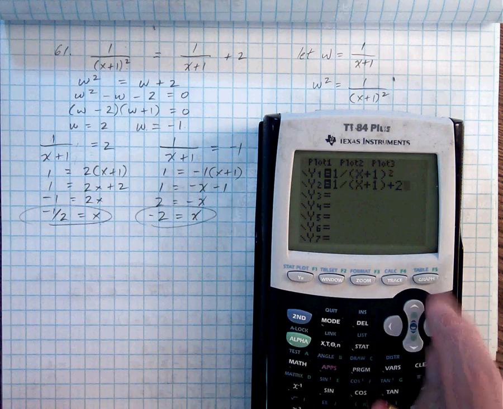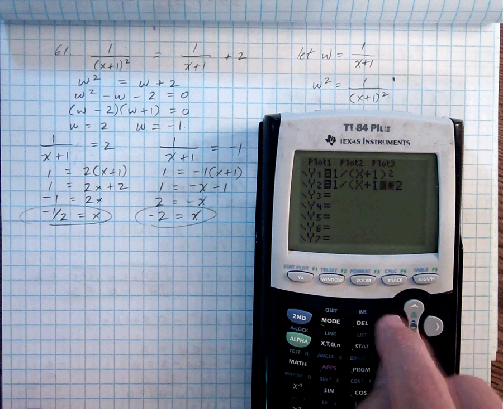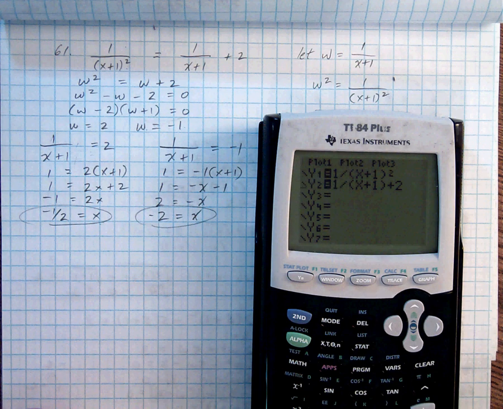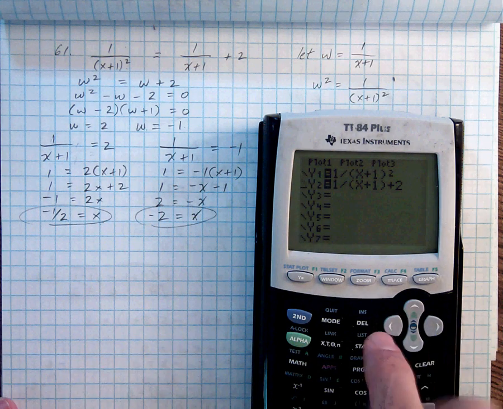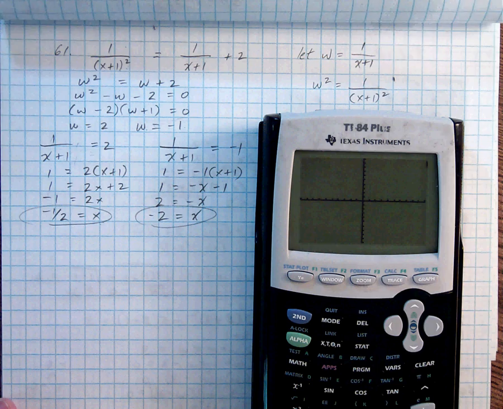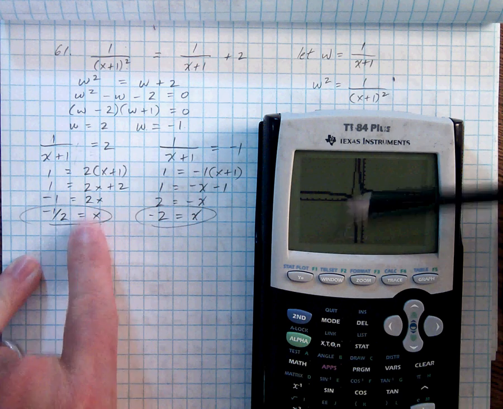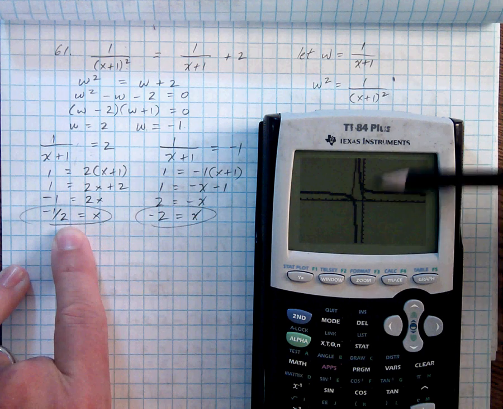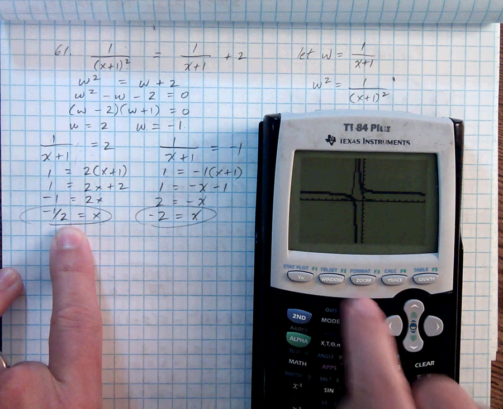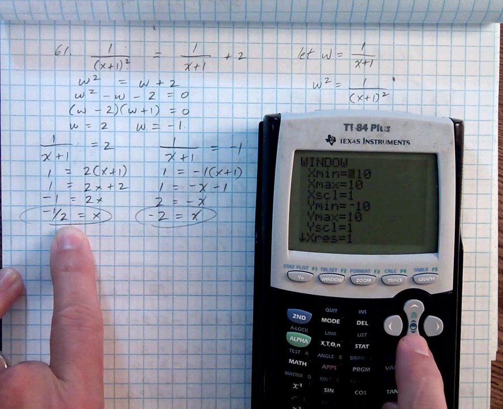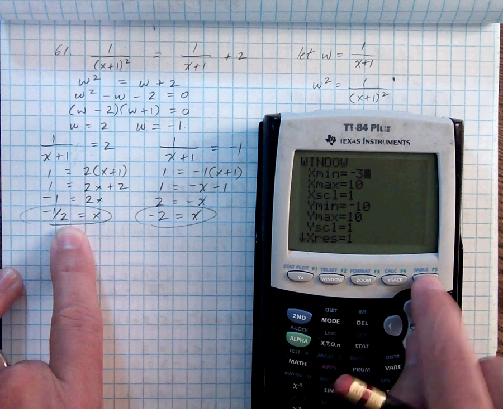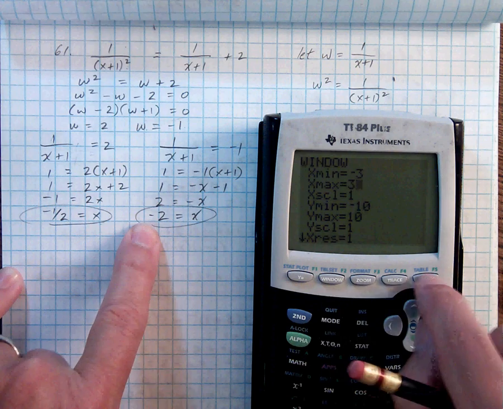I'm looking for the intersection of these two graphs. I'll make the second one bold because there's going to be a lot going on with these two graphs, so we can distinguish them, and I'll hit zoom 6 to give me a standard window. I think I can shrink in a little bit. I don't need all this area, so I will go in my window, and make my x minimum -3 and my x maximum 3, and see what that does for me.